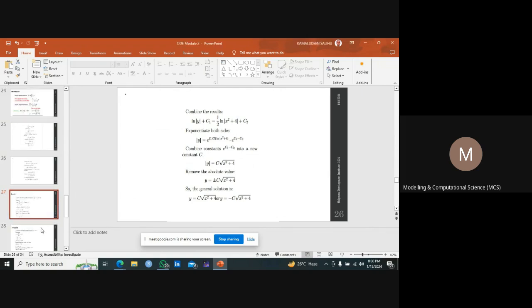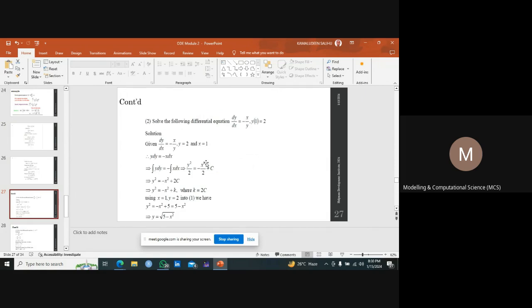So let's take another example. The next example, we want to solve the differential equation of this fraction. But here we have an initial value problem, with the dependent variable y equal to 2 and the independent variable, which is x, equal to 1. So let us see what will happen.